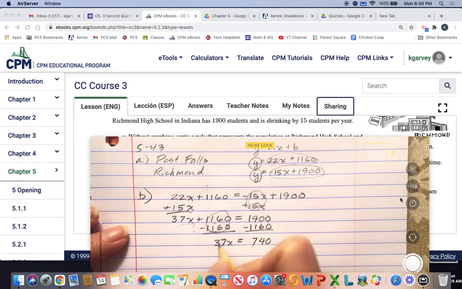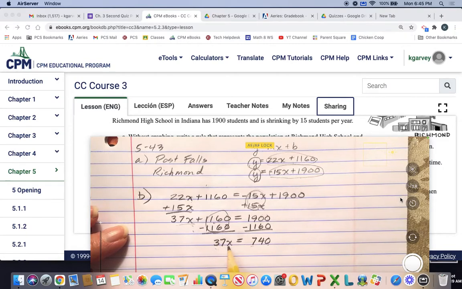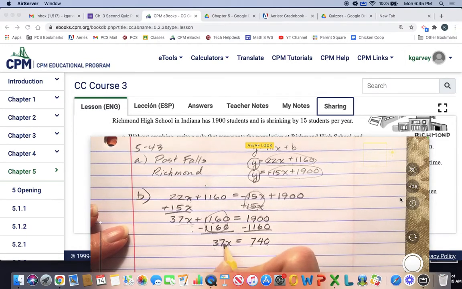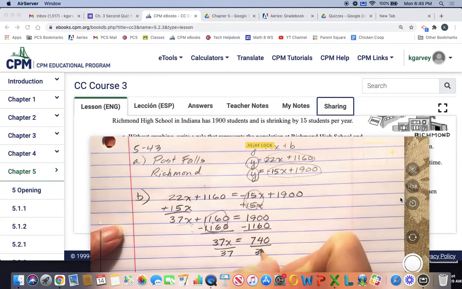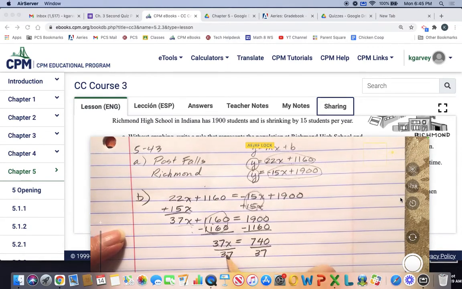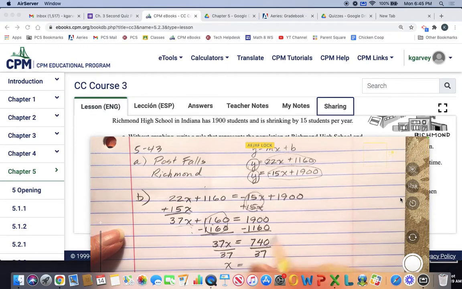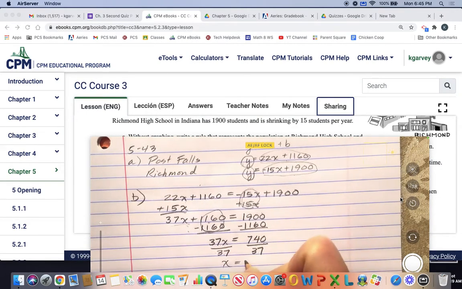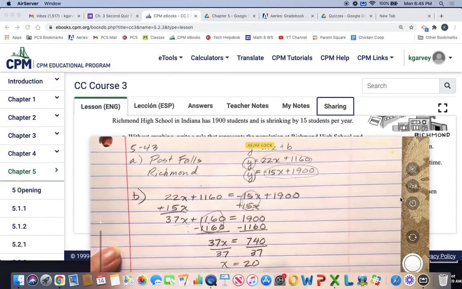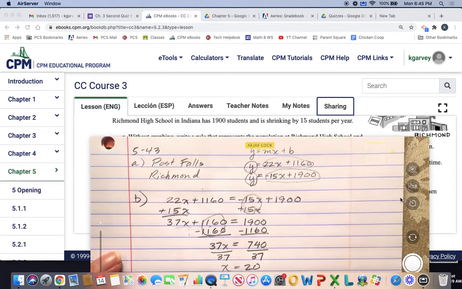And now we need to eliminate the coefficient of x. And we can do that because 37 is multiplying x right now. We will divide by 37 to undo that relationship. And of course, we have to do it on both sides. So 37 over 37 is 1. 1 times x is just x. And then over here, 37 goes into 740 20 times. So x is equal to 20. And this is 20 years.